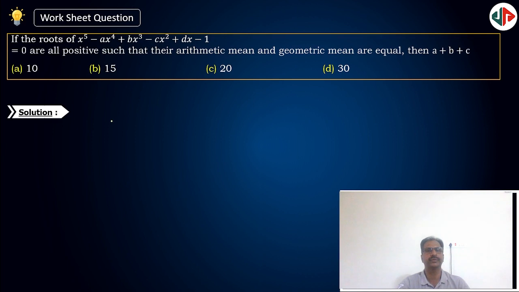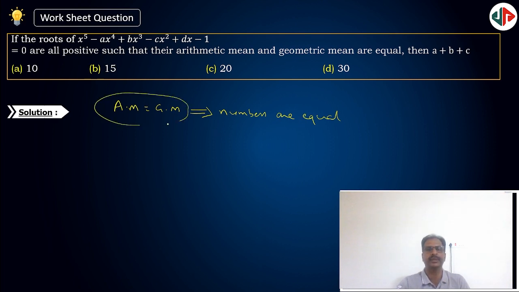Next question. If the roots of that fifth degree equation are all positive such that arithmetic mean is equal to geometric mean. See, if arithmetic mean and geometric mean are equal, it implies the numbers are equal. Only when the numbers are equal do you get arithmetic mean and geometric mean as the same. So here, given that roots are positive and arithmetic mean is equal to geometric mean means numbers are equal, that is, all the 5 roots are equal. And let us say alpha is a root.